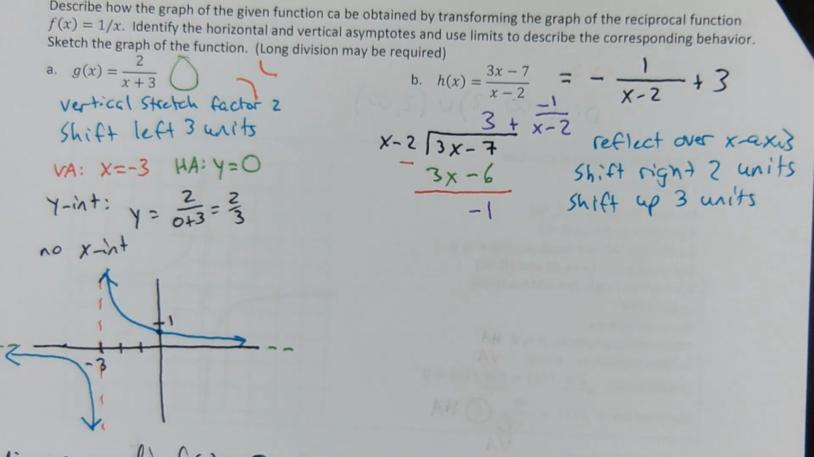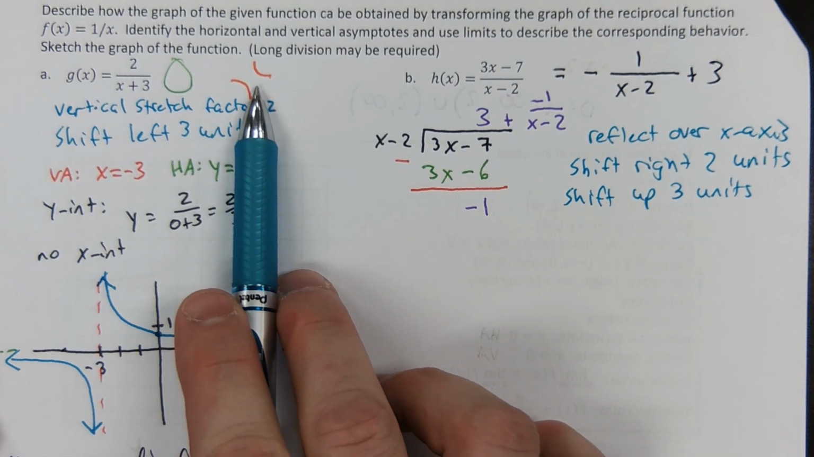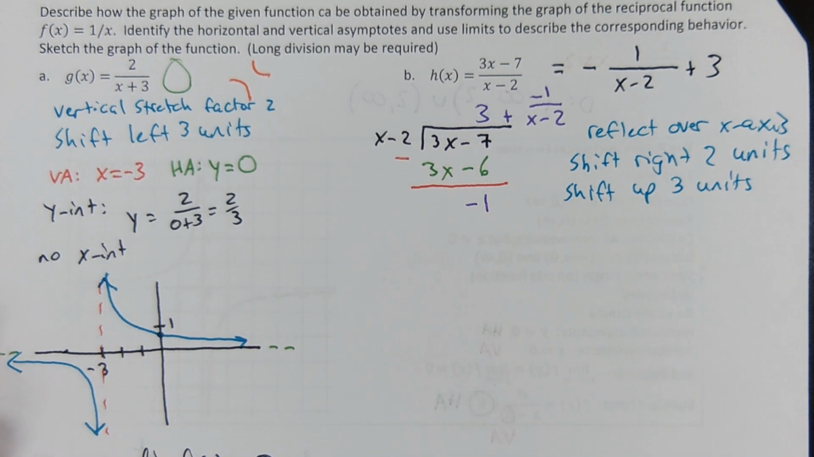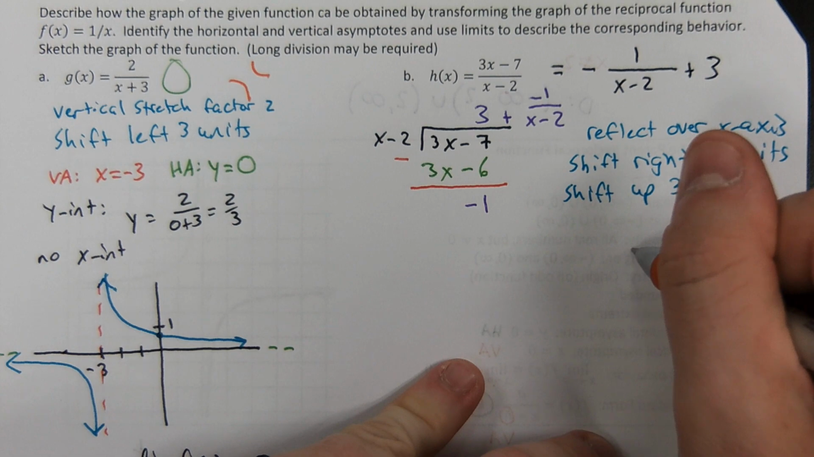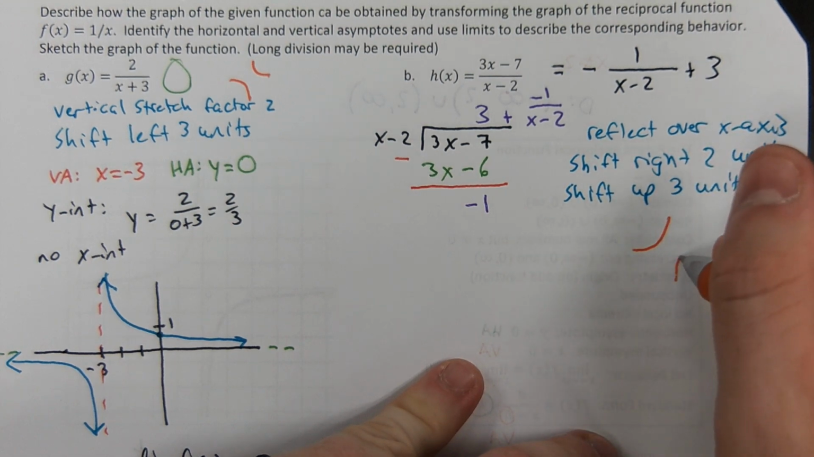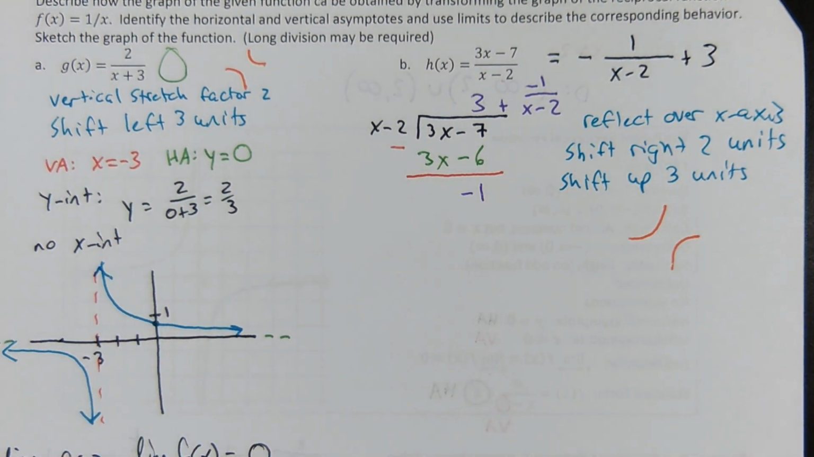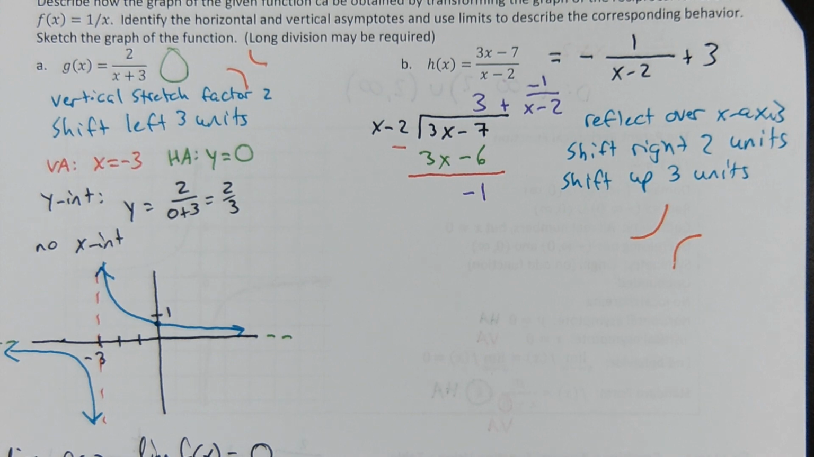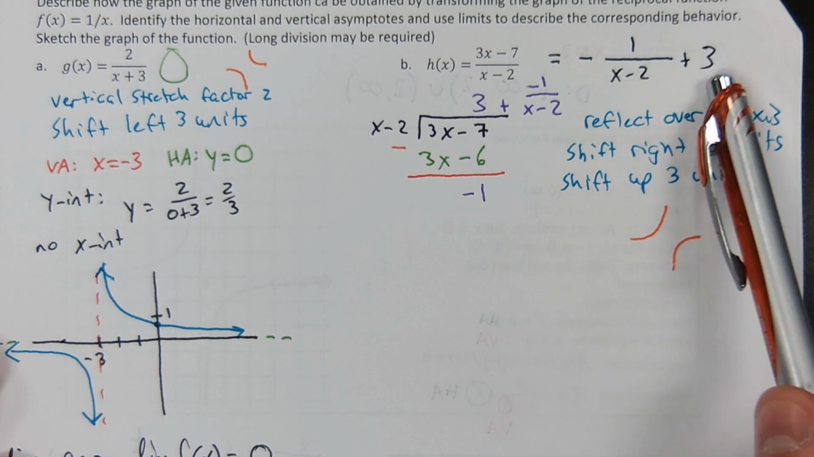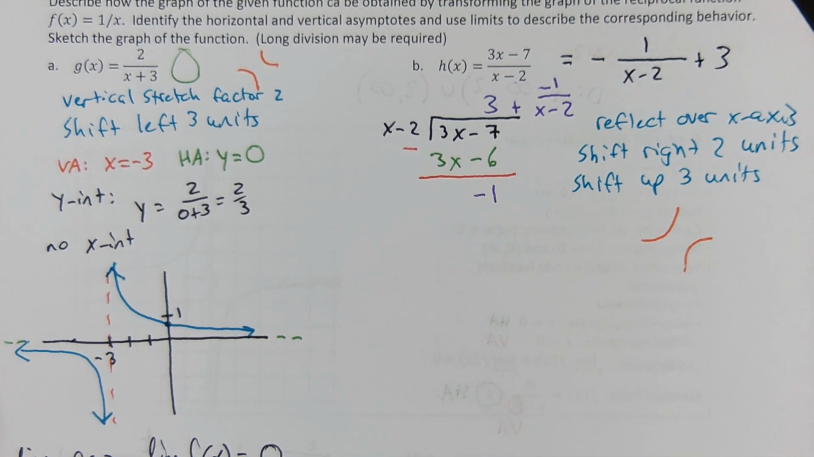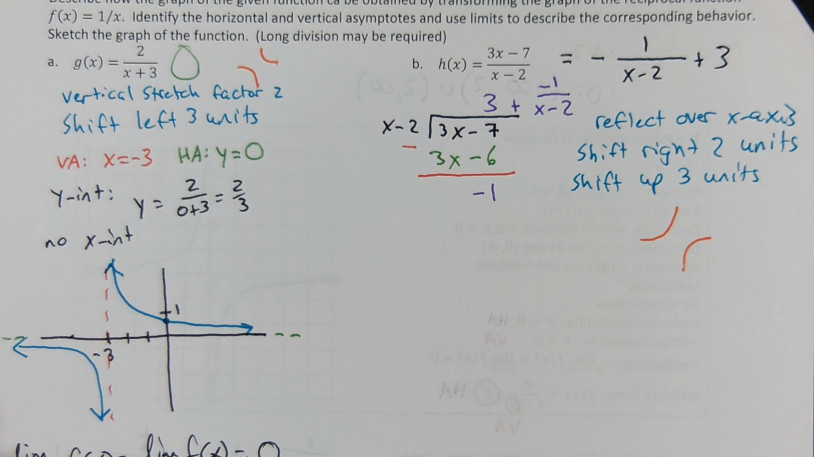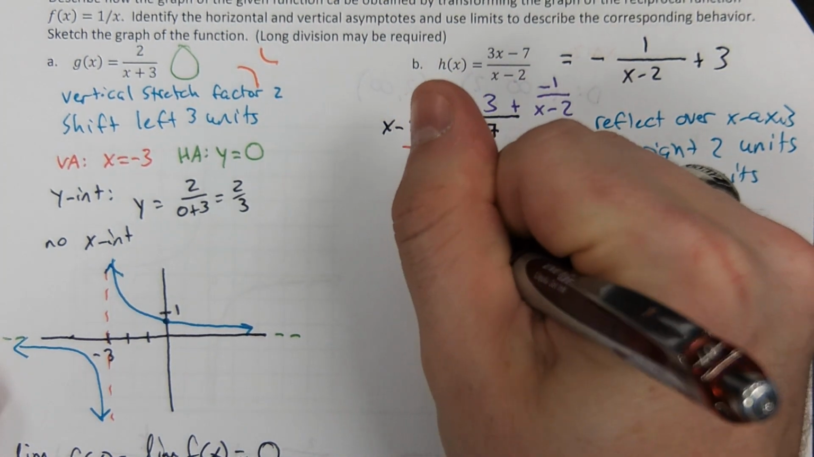Okay, let's talk about the shape of this thing and our asymptotes. We reflected it. That means this image is no longer accurate. Since it's been reflected, you have to flip that image upside down. So it's going to do this. That's going to be the shape of this one. And we can use our shifts to figure out our asymptotes.